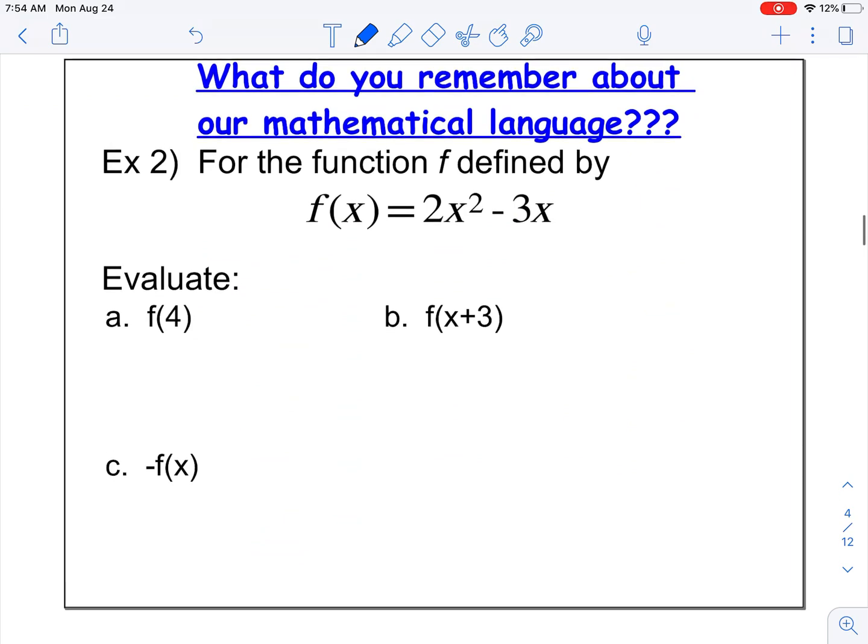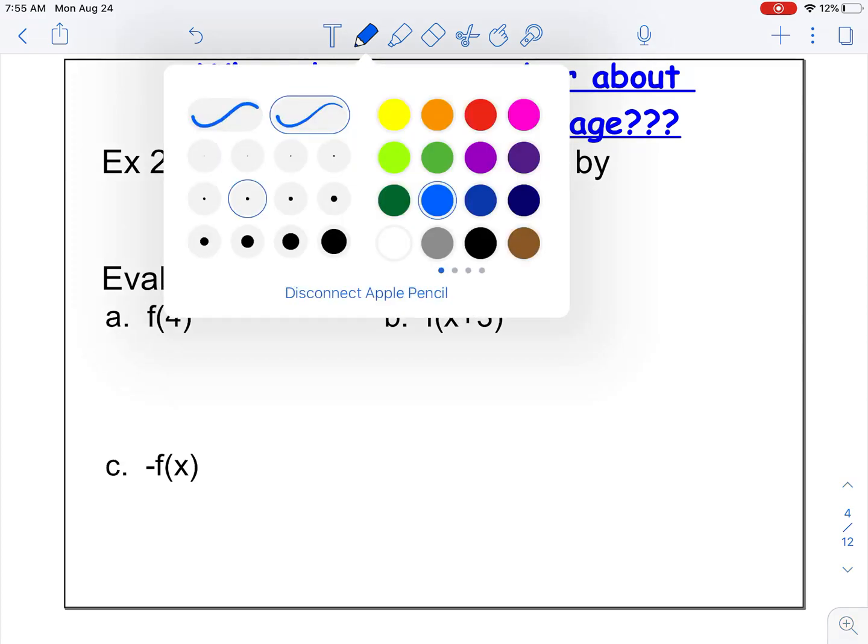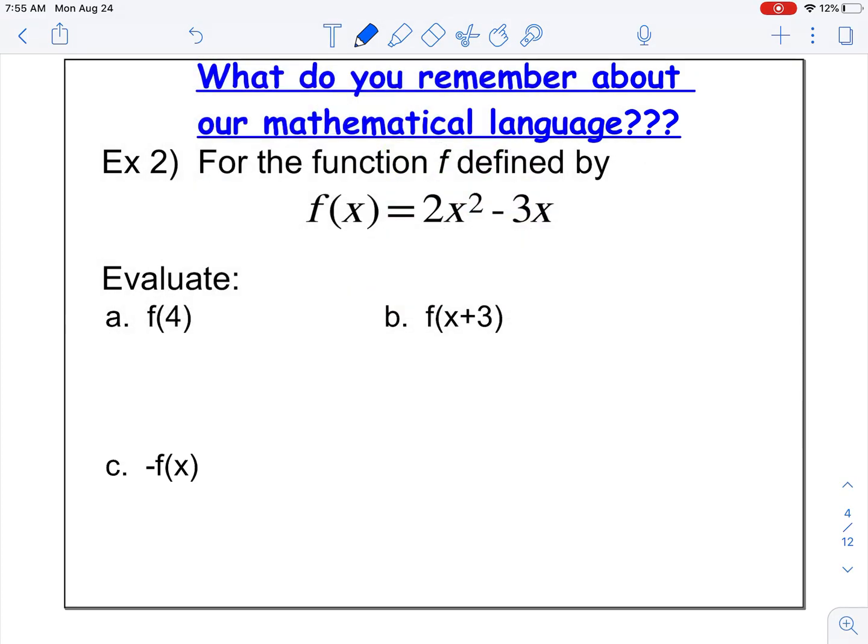All right, let's talk about our mathematical language here. So when you see f parentheses x, that does not mean f times x. In algebra, a lot of times parentheses mean multiplication. But here it simply is a way to write and denote a function. So f of x is what that says.